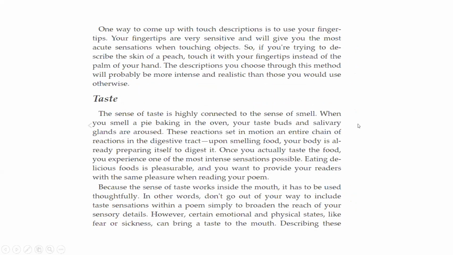Where's that arrow? Okay. One way to come up with touch descriptions is to use your fingertips. Your fingertips are very sensitive and will give you the most acute or sharp sensations when touching objects. So if you're trying to describe the skin of a peach, touch it with your fingertips instead of the palm of your hand. The descriptions you choose through this method will probably be more intense and realistic than those you would use otherwise. So get your fingertips ready, folks.